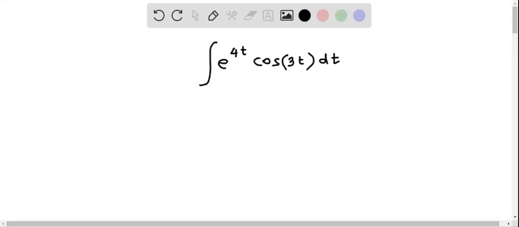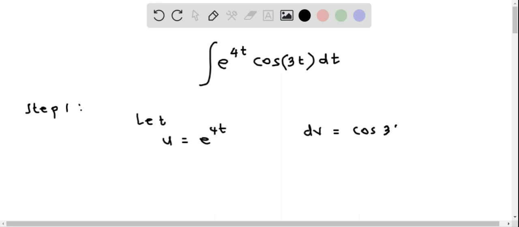We will now use integration by parts to evaluate this given integral. That is, we find the integral of e raised to the power of 4t times cos of 3t dt. So let's do step 1. In step 1, we let u equals e raised to the power of 4t, and also we let dv equals the remaining terms in this expression, that is cos of 3t dt.